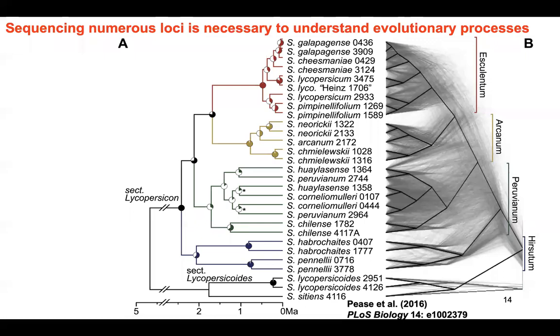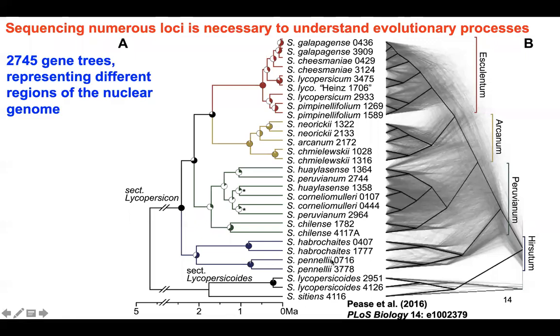And so sequencing lots of loci is necessary if you really want to drill down and understand what's going on in your favorite lineage. So I want to circle back to the beginning of the talk when I showed you a tree about tomatoes. This is a tree from 2016 based on 2,800 nuclear gene trees. And so here is tomato there.